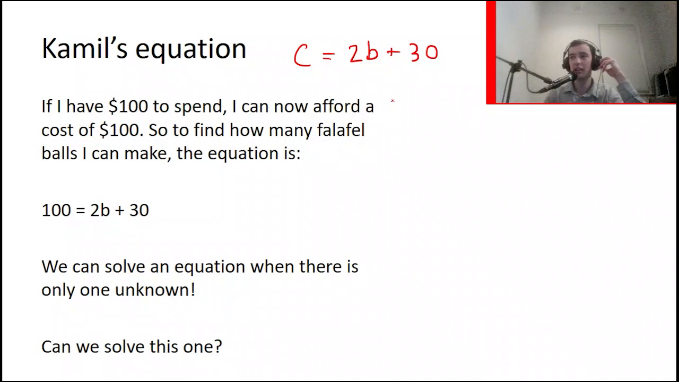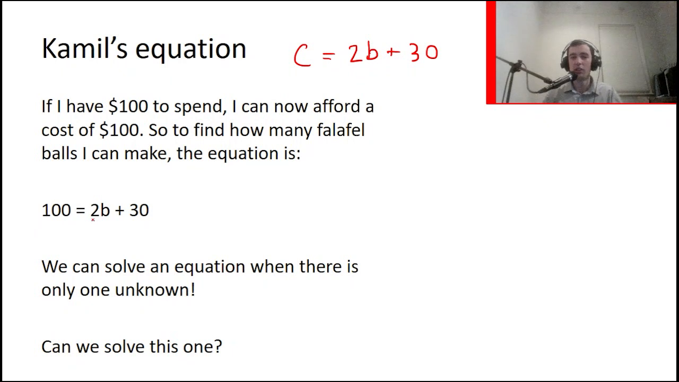Now, the last time I made a video in this series, we learned substituting, which is replacing these letters with numbers. Now, if you have $100 to spend, because that's the question, isn't it? If you have $100, how many falafel balls can you make? You can now afford a cost of $100, and then you'll get a certain amount B of falafel balls. So instead of writing C, we've substituted 100. That's the only change, isn't it? Everything else is the same.